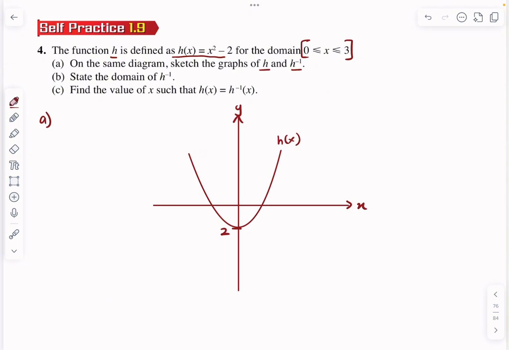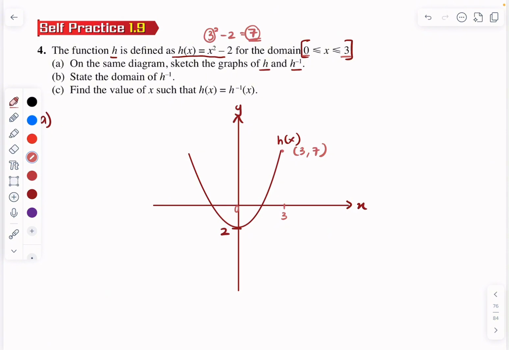Now we need to fit the domain that they gave. They gave us the domain between 0 and 3, right? So this is 0, and we need to go until 3 only. So what we do is we sub the 3 inside here: 3 squared minus 2. 3 squared is 9, 9 minus 2 is 7. So when x is 3, y is 7. So this point here, we can call (3, 7).